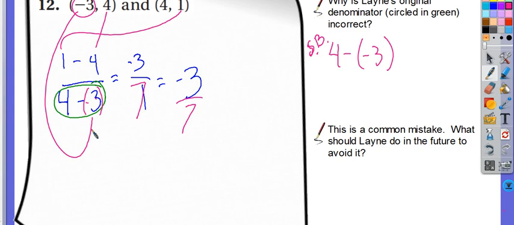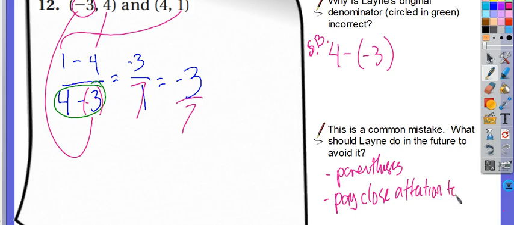So, can you give Lane any advice that would help him to not make that mistake in the future? Doesn't have to be amazing advice, just something like parentheses. Make sure to put parentheses. Parentheses, good. Anything else? Pay close attention to negatives. There's a negative in there. Make sure, especially when you're subtracting negatives, that you don't drop negatives that you're supposed to have.